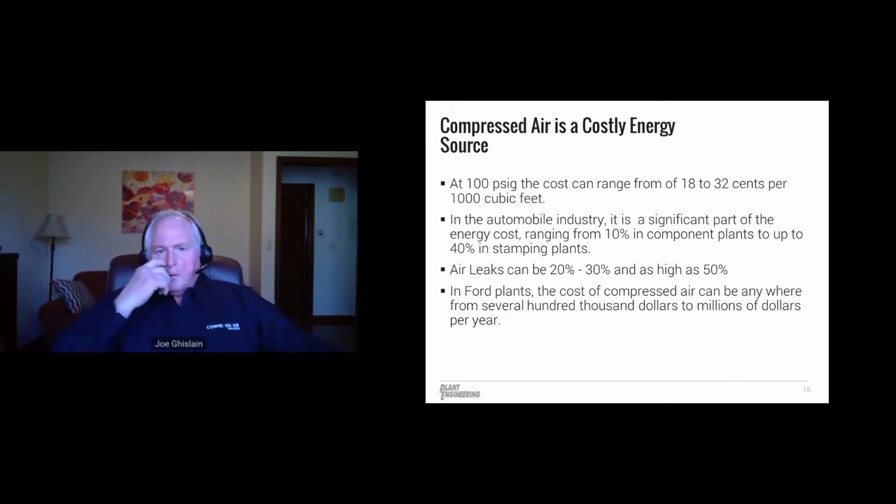At 100 PSI, the cost can range anywhere from 18 to 32 cents per 1,000 cubic feet. In the auto industry, it can be a significant part of the energy, from component plants to stamping plants, 10 to 40%. Leaks can be 20 to 30%. I've seen it as high as 50% or even more, depending on the type of equipment and whether anybody's doing a leak program at all. For Ford plants, it can be anywhere from several hundred thousand to millions of dollars per year in cost.